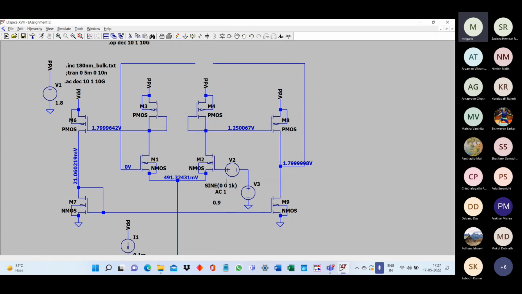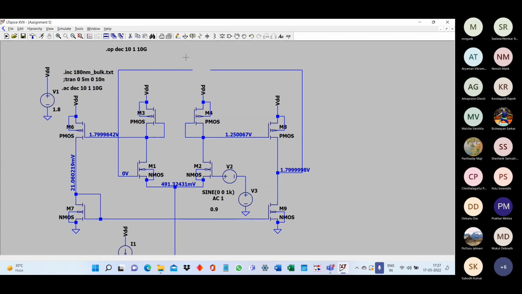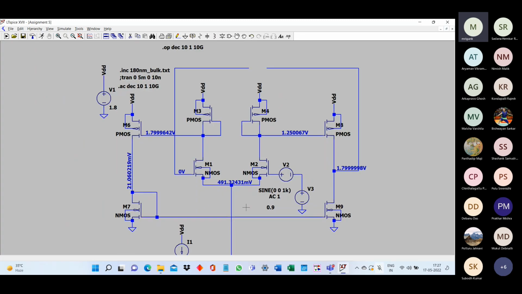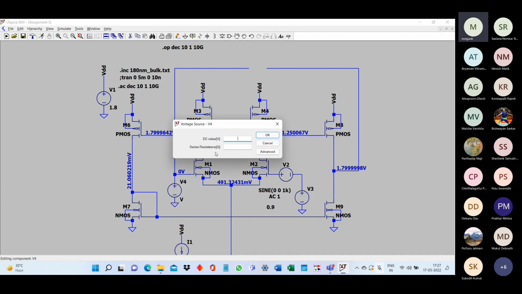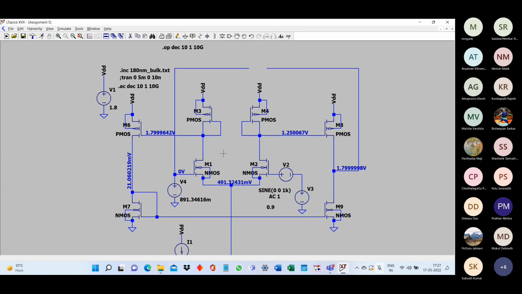We first saw that with this exact value of 0.89, whatever was coming at the other input, the output was at proper DC bias. So we will put that DC at the same second input, not at the first input. The first input is 0.9. So we are just emulating the same DC bias condition. All we want is that the output DC should be at the proper value.